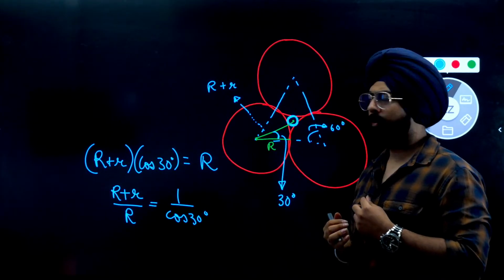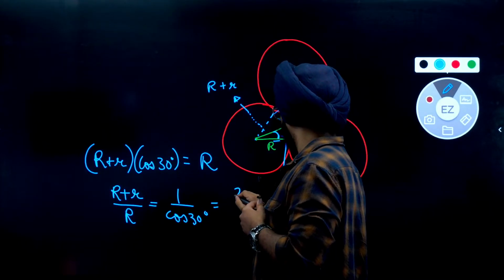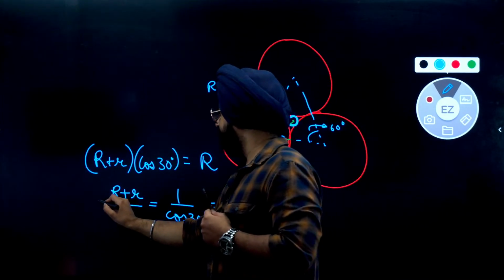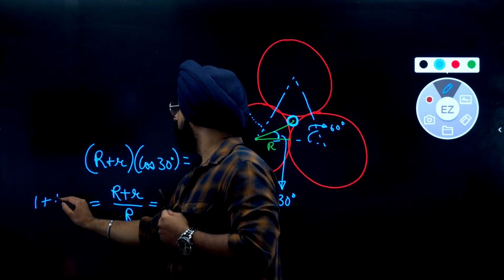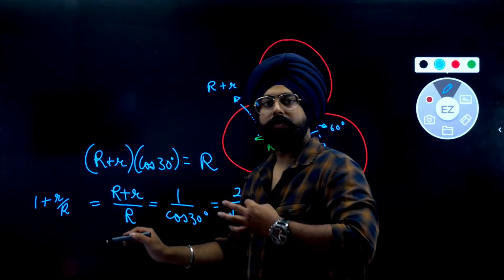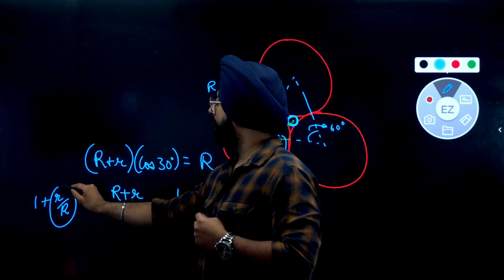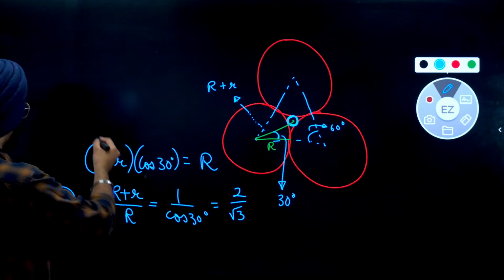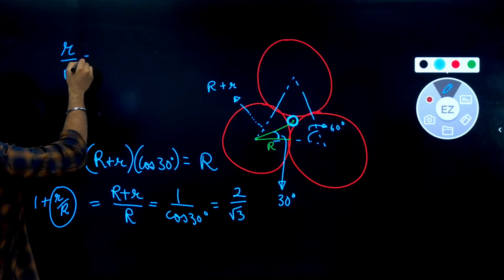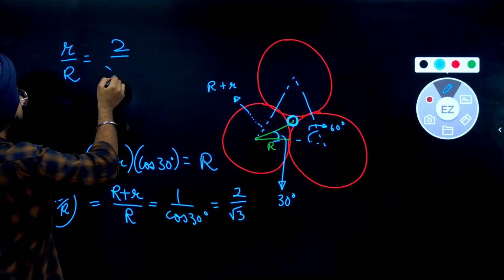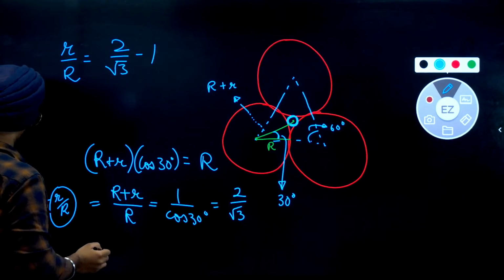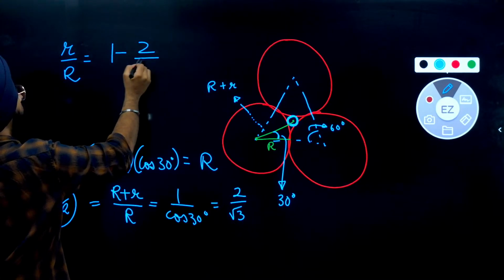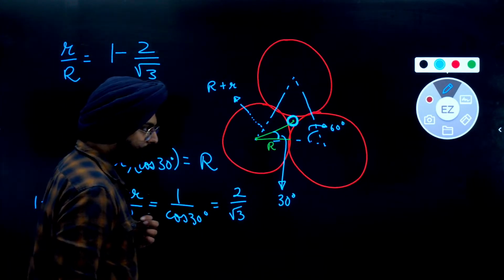Root 3 by 2, okay. So how will we write this? 2 by root 3. I can simplify this as well by writing it as 1 plus small r by big R. So finally, my dear friends, this small r by big R is my radius ratio. Fine. So this small r by big R is equal to how much? 2 by root 3 minus, sorry, this will be 1 minus 2 by root 3. Yes.